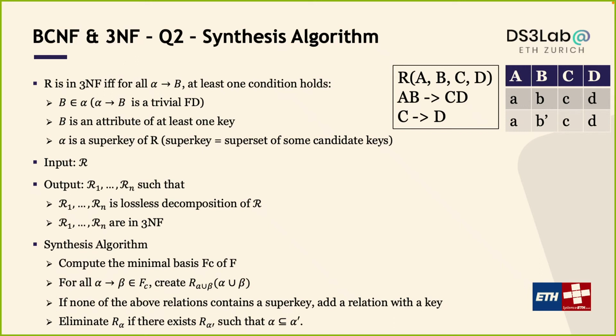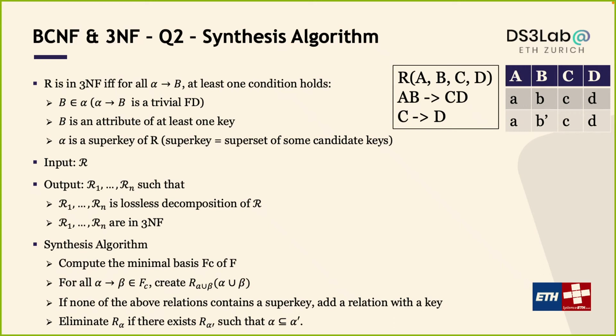You have a minimal basis. For every single functional dependency in the minimal basis, you create a new relation. And then you check whether you have a relation that contains the key. If you do not have it, you add a new relation containing the key, and you merge all the relations that subsume one another. Okay? So now let's look at this example. We have these two functional dependencies, AB to CD and C to D. And it's not in third normal form.